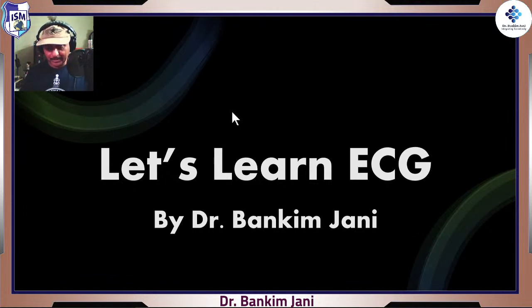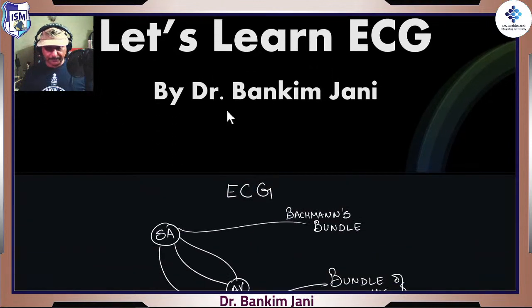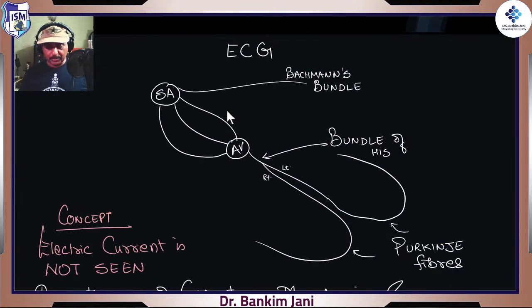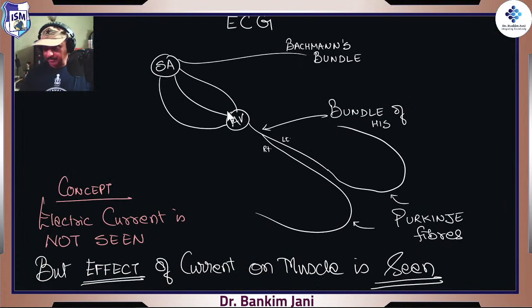ECG or electrocardiogram. Now that's what we know so well, but still it is important to revise it a bit fast, right? So this was our SA node, sinoatrial node. So the sinoatrial node was present in the atrium, correct? To be precise, the right atrium. So from the right atrium, in order to send impulses to the left atrium, there is Bachmann's bundle.